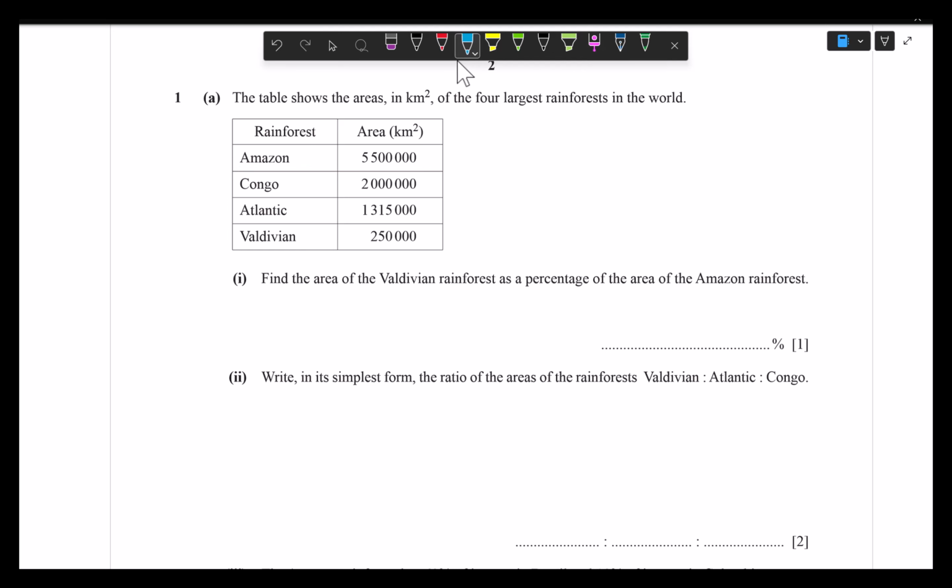And using the two, we're going to take the Valdivian area, which is 250,000, and we're going to say over the Amazon rainforest, which was 5,500,000, and multiply it by 100/1 since we want it as a percentage. And we're going to cancel these two zeros with these two zeros, and we're left with 250,000 divided by 55,000, and we get our answer correct to 2 decimal places as 4.55%.